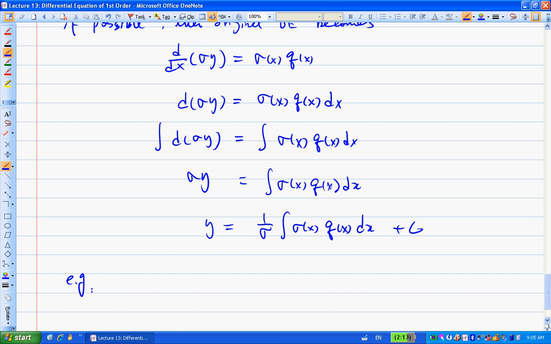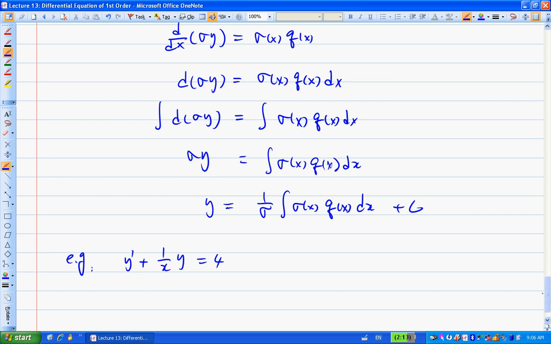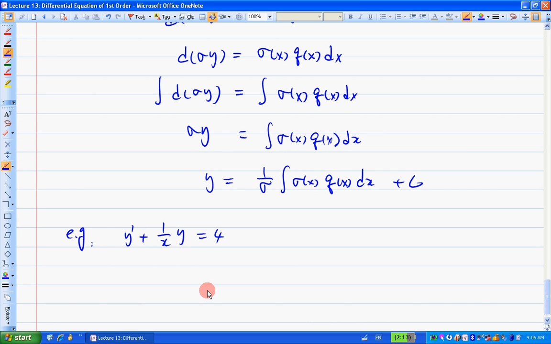Let's say y prime plus 1 over x times y equals 4. That's a non-homogeneous case, so the q of x equal to 4 here is constant. I'm not sure what the general way of getting a sigma is, but in this case I'll tell you what it is. I'll multiply both sides by sigma equal to x.